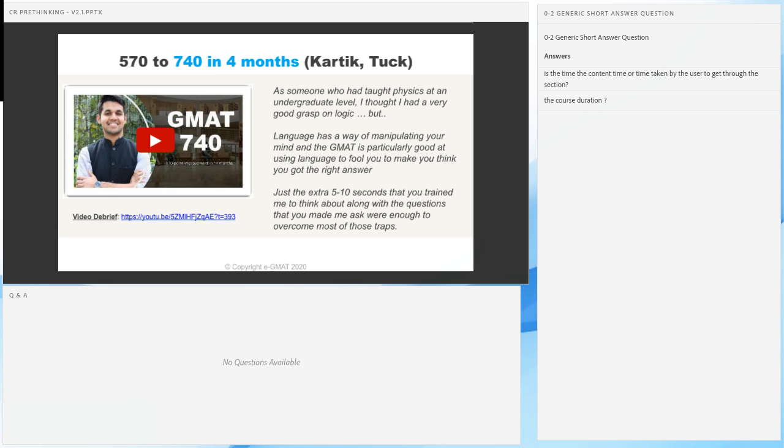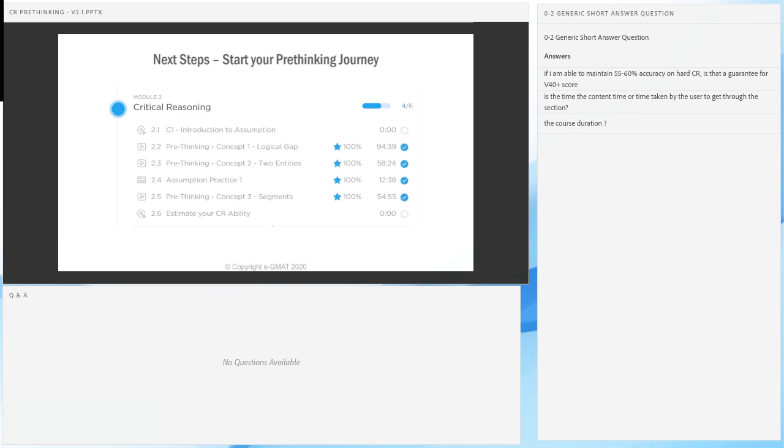Here's a guy who went from 570 to 740. It took about 4 months. This guy is currently studying at Tuck, and he had taught physics at an undergraduate level. He felt he'd do really well in CR. However, there were answer choices that trapped him. But once he started doing pre-thinking, spending that extra 5 to 10 seconds focusing on learning visualization, he was able to get to the correct answer fairly easily.